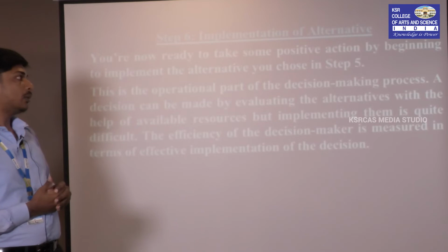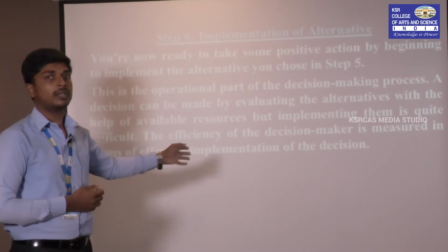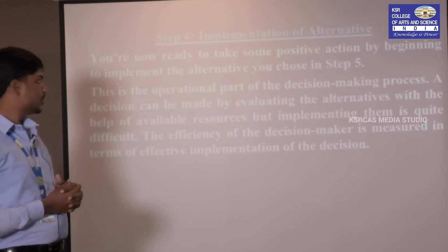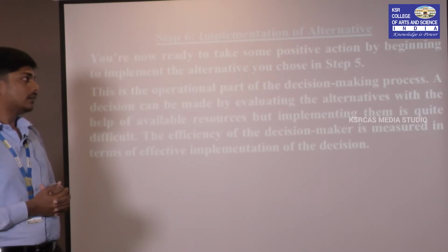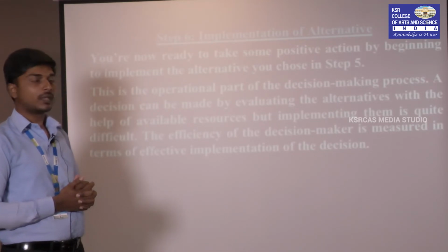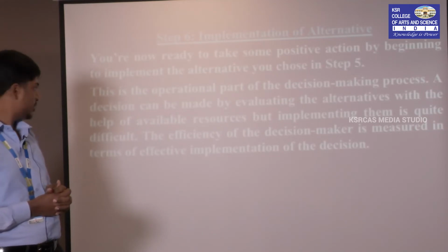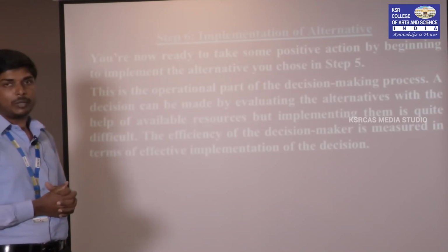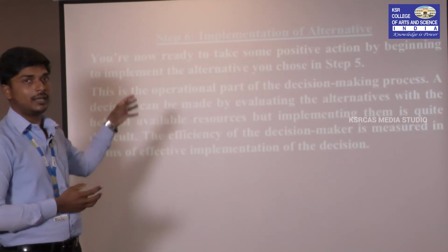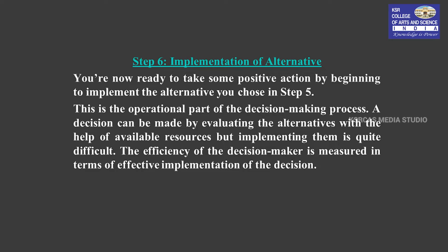This is the operational part of the decision making process. Now we are ready to put the decision to work. A decision can be made by evaluating the alternatives with the help of available resources, but implementing them is quite difficult. The efficiency of a decision maker is measured in terms of effective implementation of the decision. So this is a major step of the decision making process, because they are starting to work on the decision.